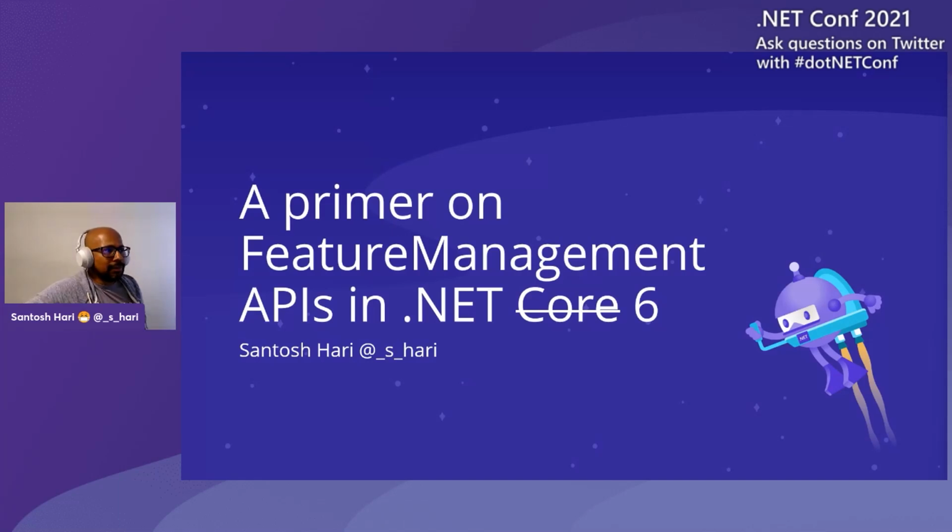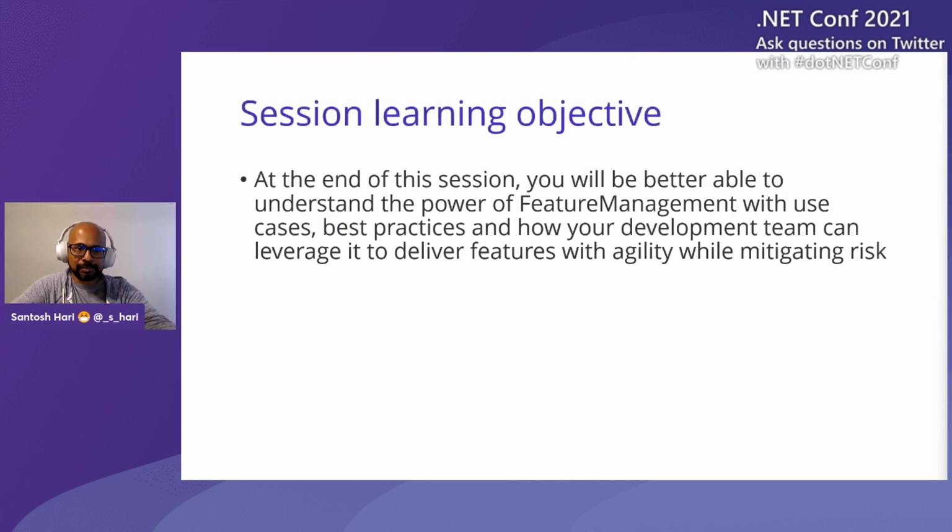So today, my original goal was to give a primer on feature management API in .NET Core, but I was repeatedly reminded that the .NET Core name has kind of gone to the wayside, and it's now .NET 5 and .NET 6. My original code samples used to be in .NET Core 3, but I have since upgraded them to 6. So we now have an upgraded talk.